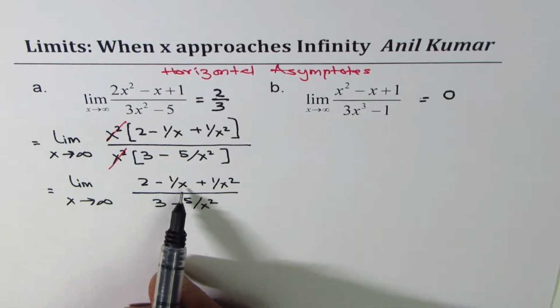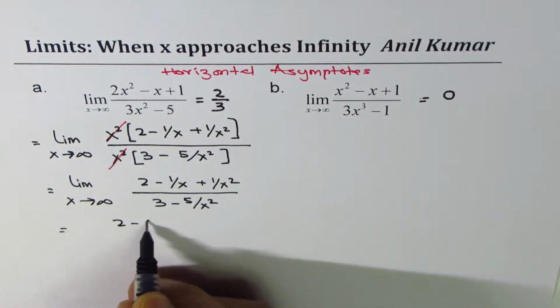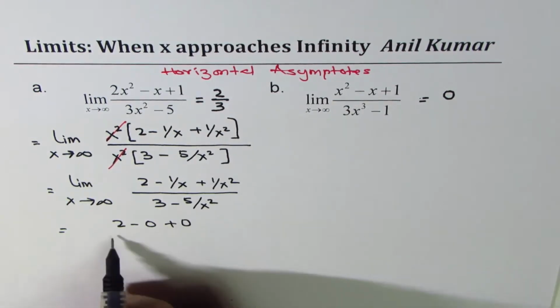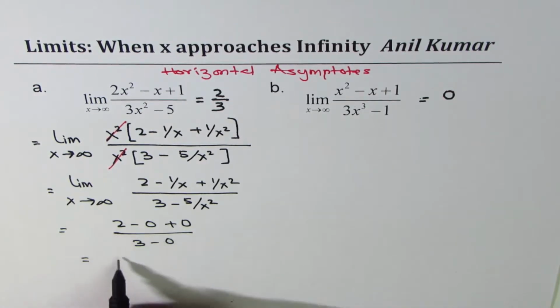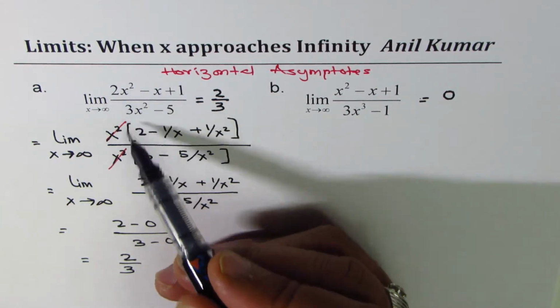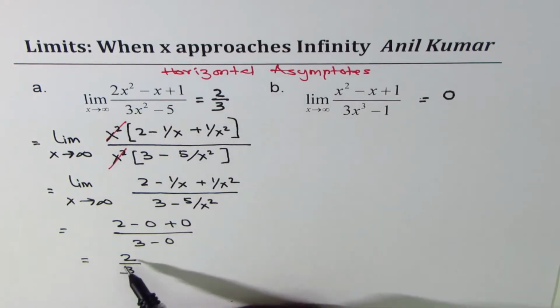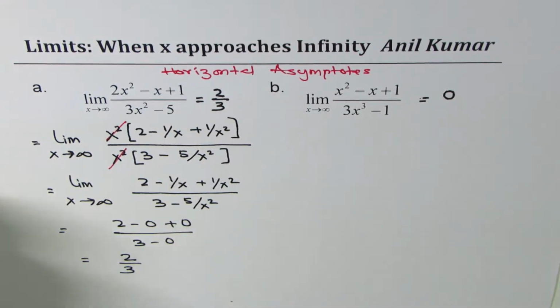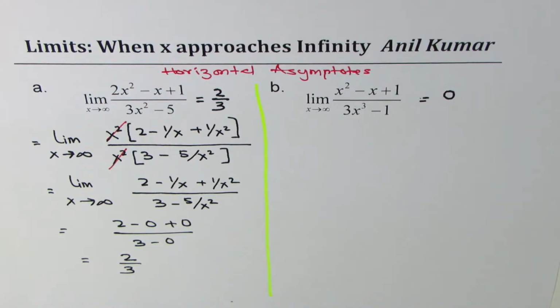Now if I substitute x as infinity, a very large number, 1 over x will be 0, right? So I can write this as 2 minus 0, even that will be 0, plus 0, divided by 3 minus 0. Do you see that? So what do you get? You get 2 over 3. Correct? The ratio of their leading coefficients, right? If this was A, this was B, the answer was A over B. Is that clear to you, right? So it is a very general formula, easy to remember, and it really works for multiple choice questions, right?